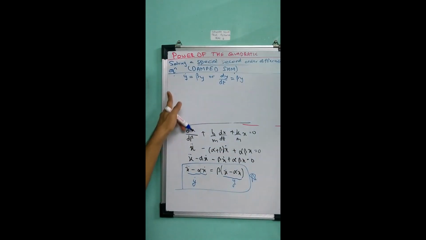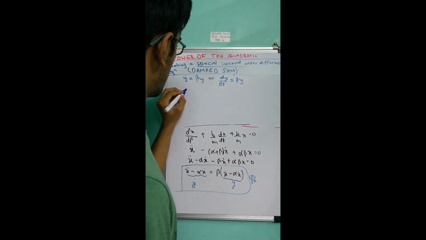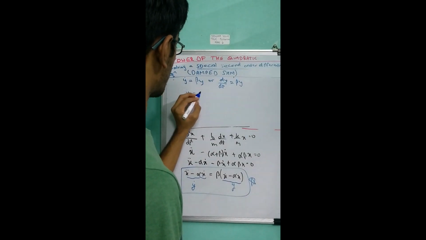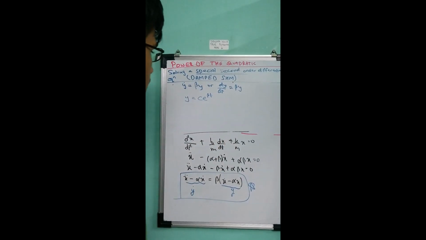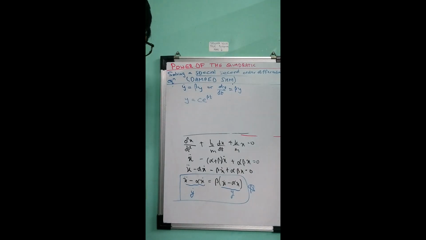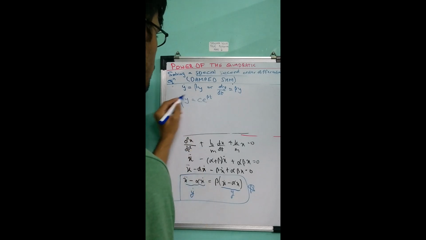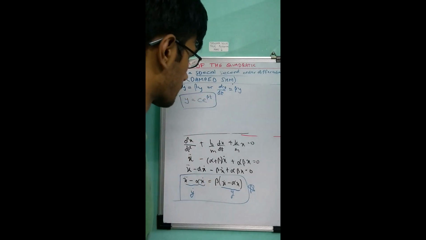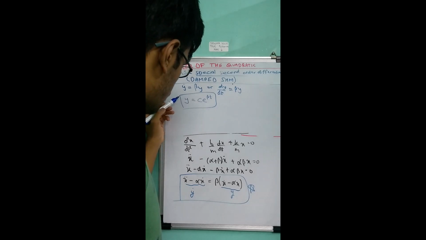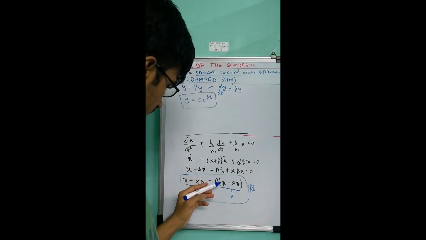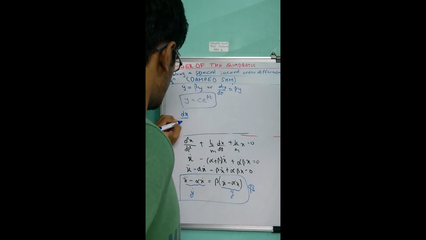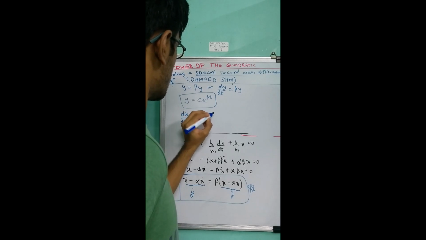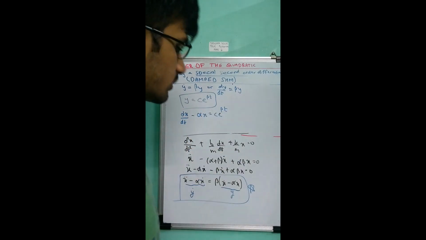Okay, so I won't solve it, I'll just write its solution. You'll get something like y equals c e to the power beta t, where c is some kind of random constant. Okay, so if you solve this, this is what you get. But y was originally dx by dt minus alpha x. So let's write it like that: dx by dt minus alpha x equals c e to the power beta t.